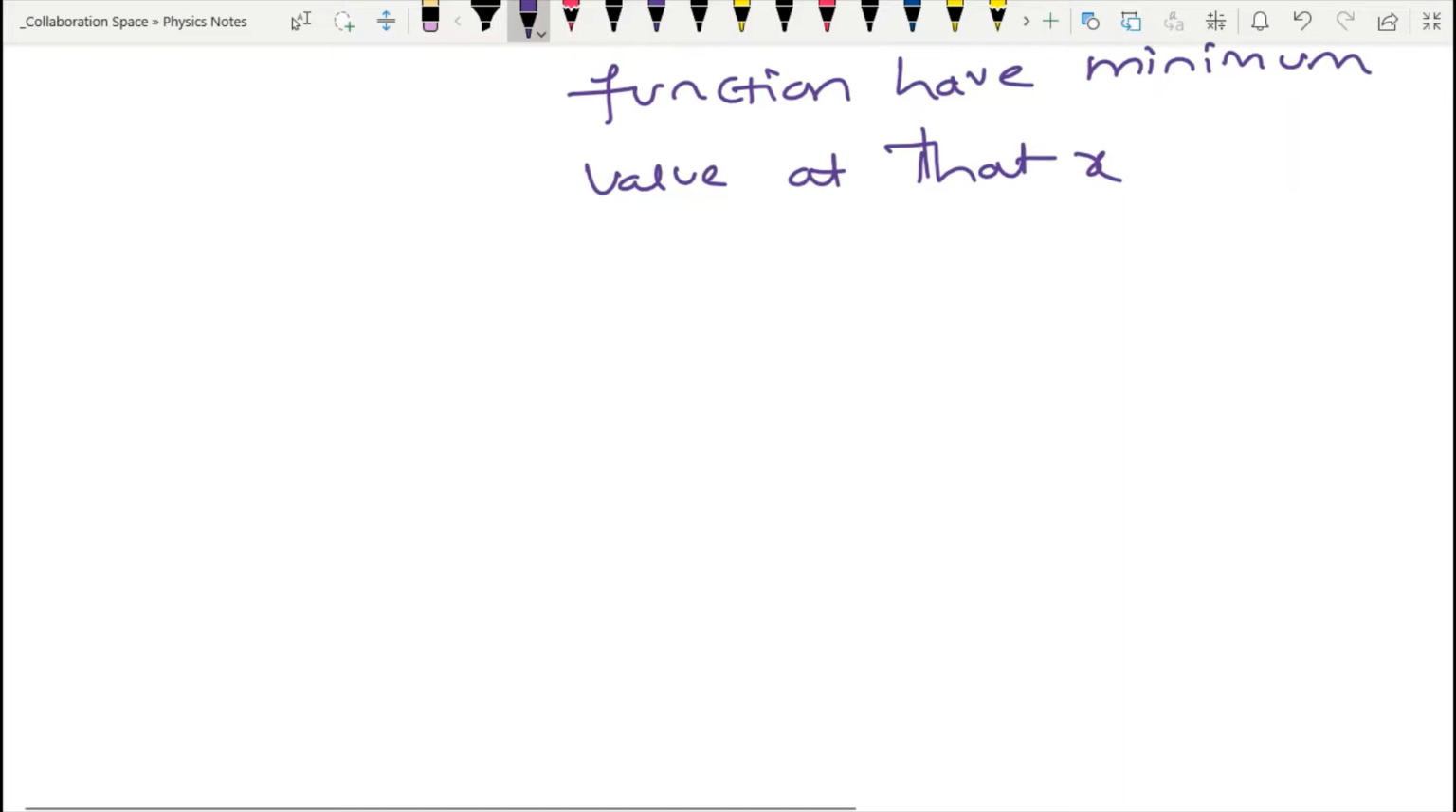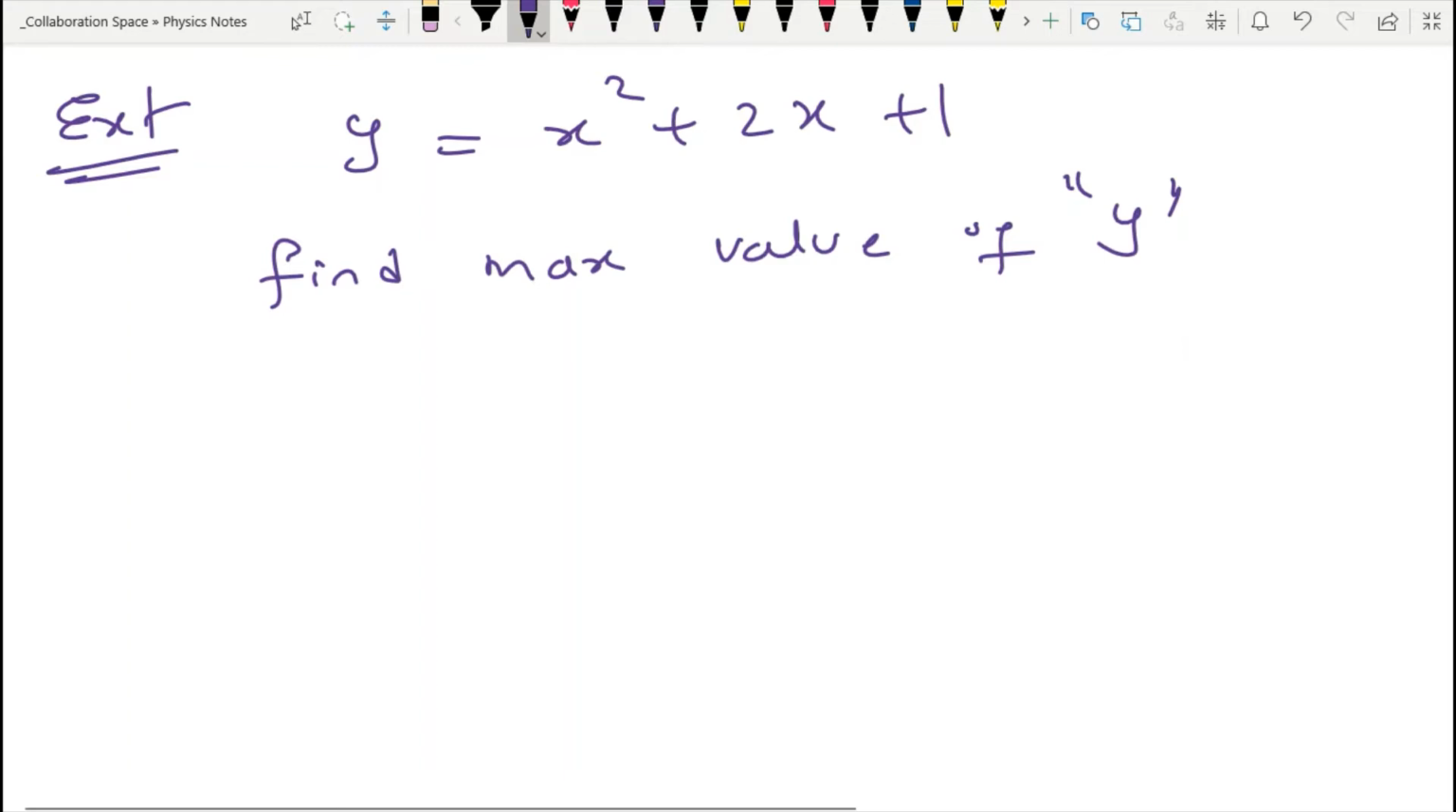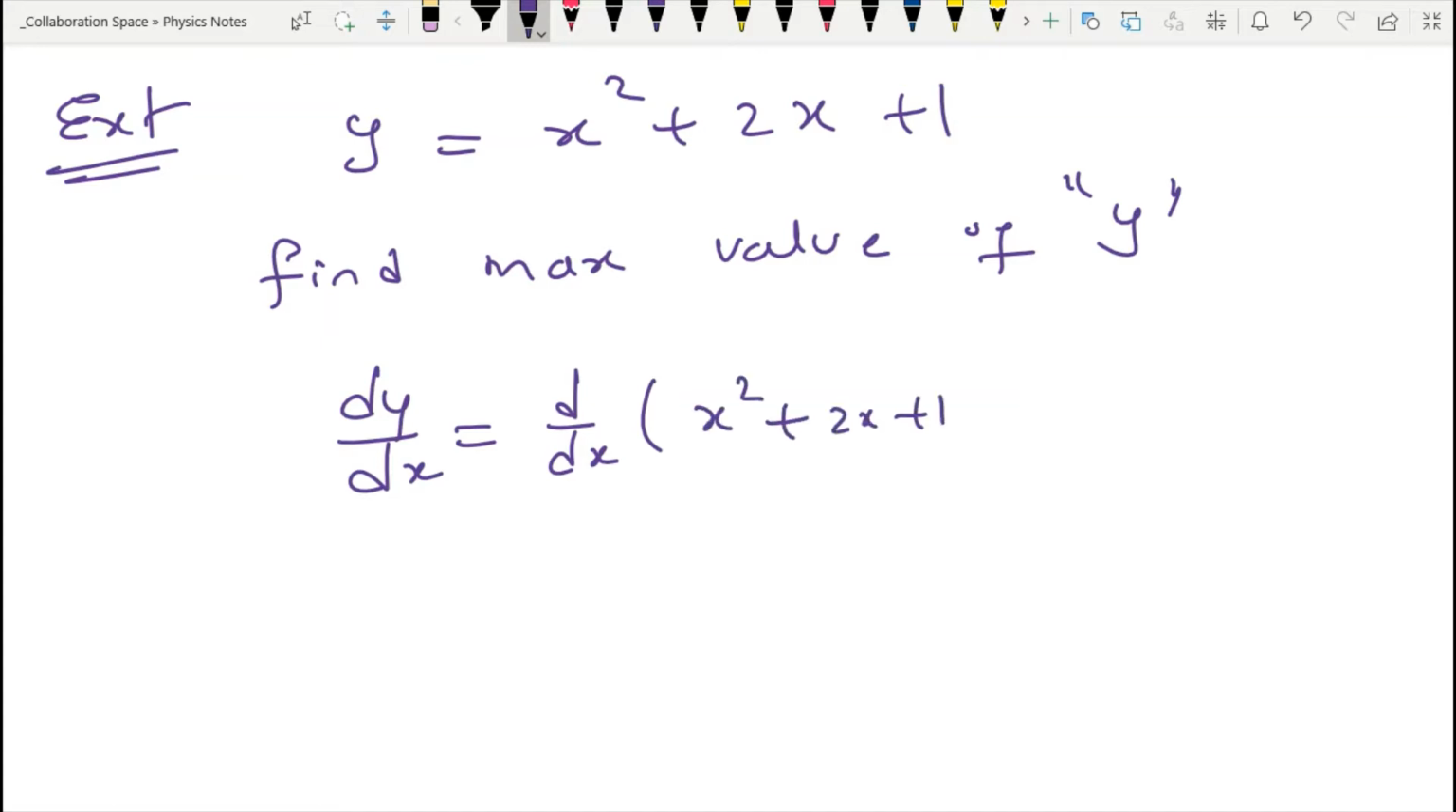Now let us see one small example. Suppose there is a function like this, y is equal to x square plus 2x plus 1. We are required to find the maximum or minimum value of this function. Find the maximum value of y. At what value of x am I getting the maximum value of y, that I have to find. So here I am going to apply differentiation on both sides. dy by dx of x square plus 2x plus 1. If you calculate the differentiation, we are getting 2x plus 2. So this is the value of dy by dx I got.